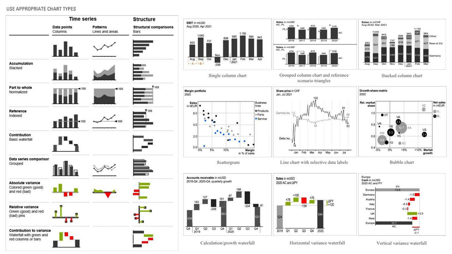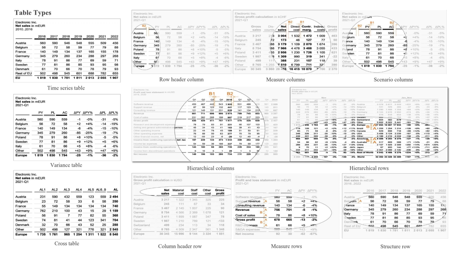Master them. Table types. Tables are the format of choice when precision matters more than shape. Where a chart communicates a trend or relationship visually, a table communicates exact values for every dimension simultaneously. But not all tables are the same.